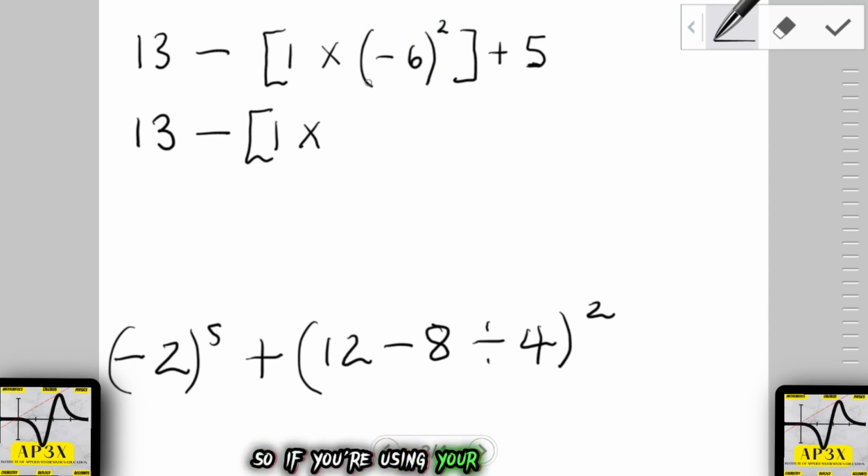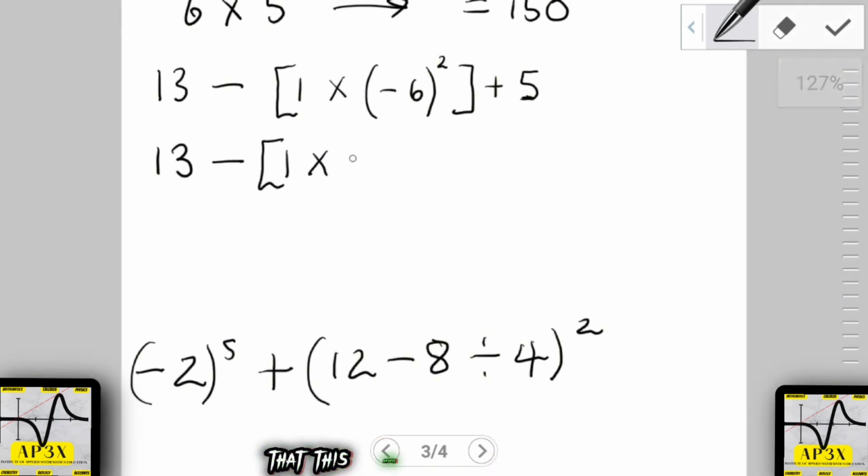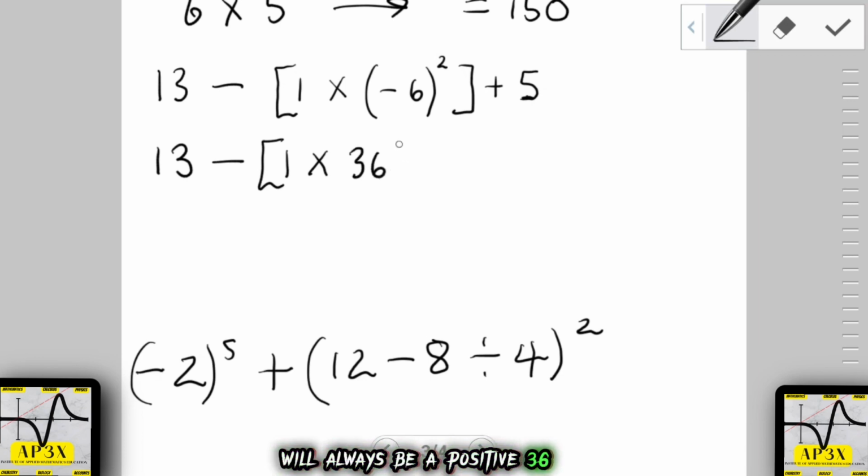So if you're using your calculator, be sure to insert the bracket so you can get the correct answer of positive 36. Or simply put, the mere fact that you are squaring a number, it will most likely be a positive result. It doesn't matter if it's positive squared or negative squared, it's going to be a positive result. So it's very important you know that this answer will always be a positive 36, here plus 5.